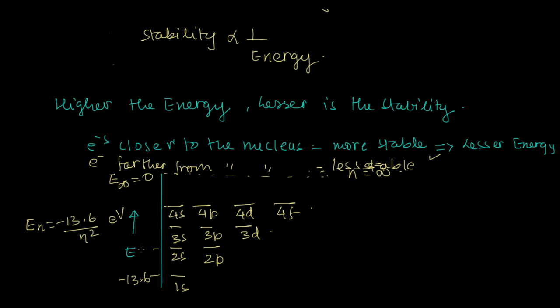This is minus 13.6, and this one is minus 3.4, right? Now which of them is greater, minus 3.4 or minus 13.6? Minus 13.6 falls to the left of minus 3.4 on the number line. Whatever falls to the left on the number line is lesser. So minus 13.6 is lesser, more stable. The third one was somewhere around minus 1.51, so that is higher. This becomes minus 0.85, higher. Do you see?